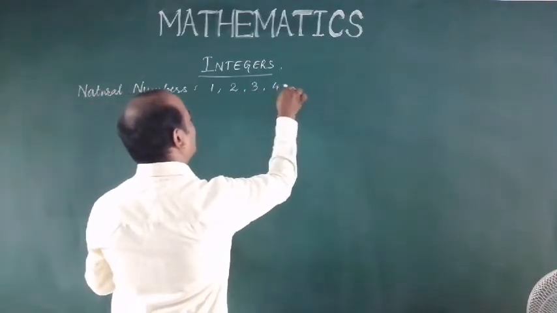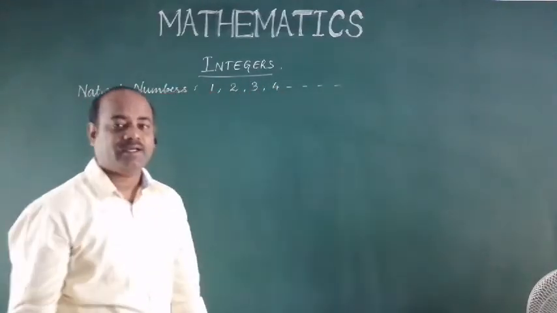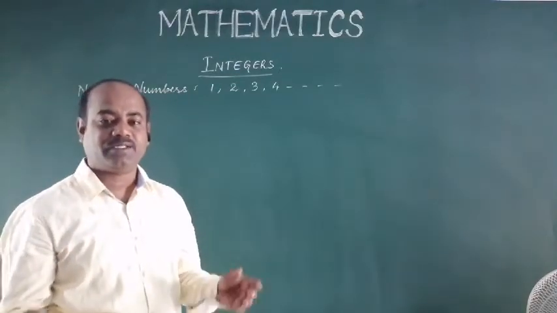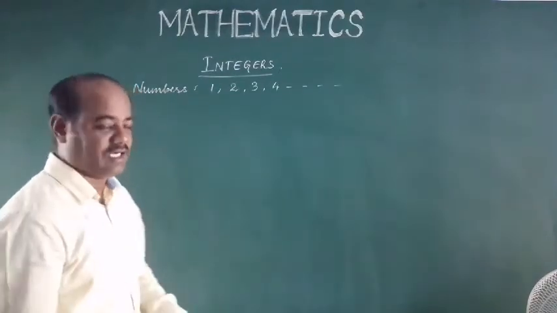1, 2, 3, 4, 5. These are the natural numbers. General purpose counting numbers are called natural numbers.